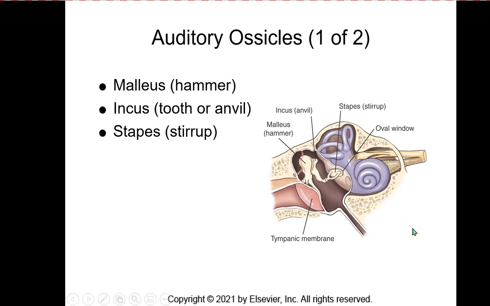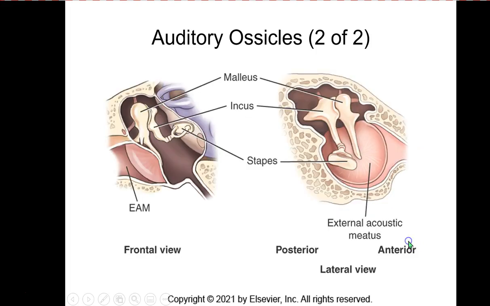The incus got its name from a supposed resemblance to an anvil, but it actually looks more like a tooth, which we'll take a closer look at in the next slide. The incus connects directly to the stirrup-shaped stapes, which is the smallest of the three auditory ossicles. So the stapes is here, and again, it kind of looks like a stirrup. The bottom of the stapes is attached to another membrane called the oval window, and that leads to the inner ear. So let's take a closer look at these ossicles.